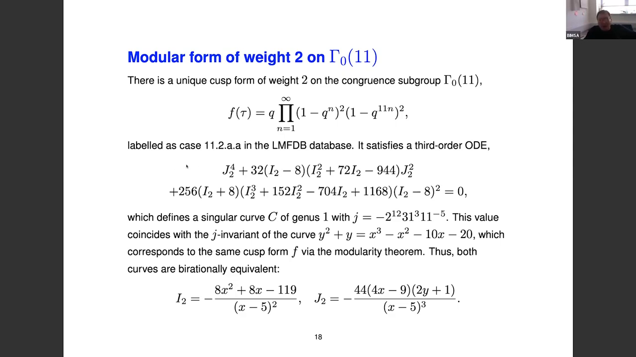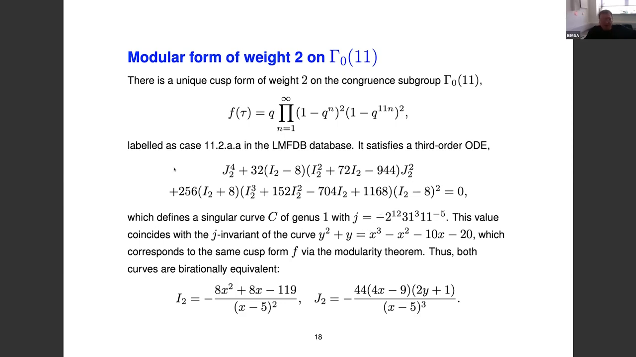You can ask Maple to calculate the genus of this curve, and it gives you genus one. You can ask Maple to calculate its J invariant, and it gives you this value. And this is exactly the same value as the J invariant of this curve. This is the curve I started with when I discussed the modularity theorem. I mentioned that this elliptic curve, which is non-singular, corresponds to this modular form via the modularity theorem.